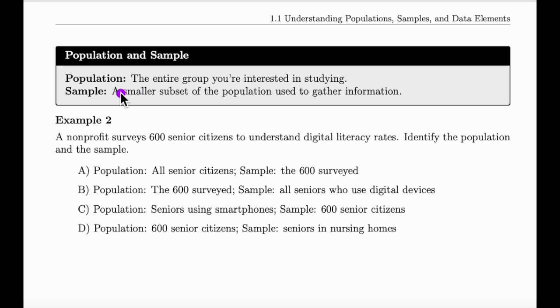So when we look at the definition for population, it says the entire group that you're interested in studying. And then a sample is just a smaller subset of that population that's used to gather information.